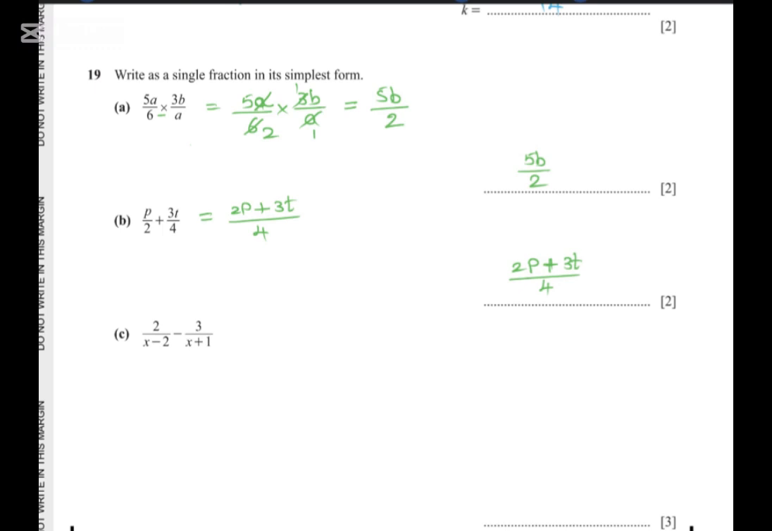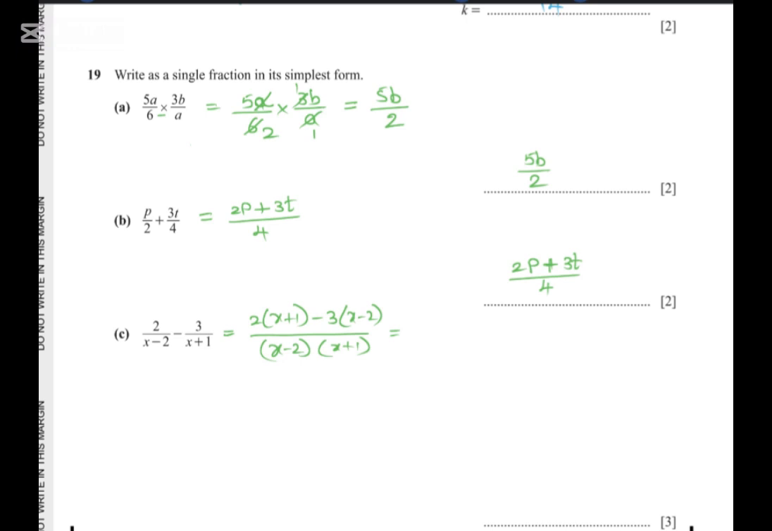Question number 19c. 2 by x minus 2 minus 3 by x plus 1. Again there are fractions but the denominators have expressions in two terms. So again in such cases you have to find the LCM by just multiplying those expressions with each other. This will be the LCM. Then you cross multiply to write the numerators for each fraction: 2 into x plus 1 minus 3 into x minus 2.